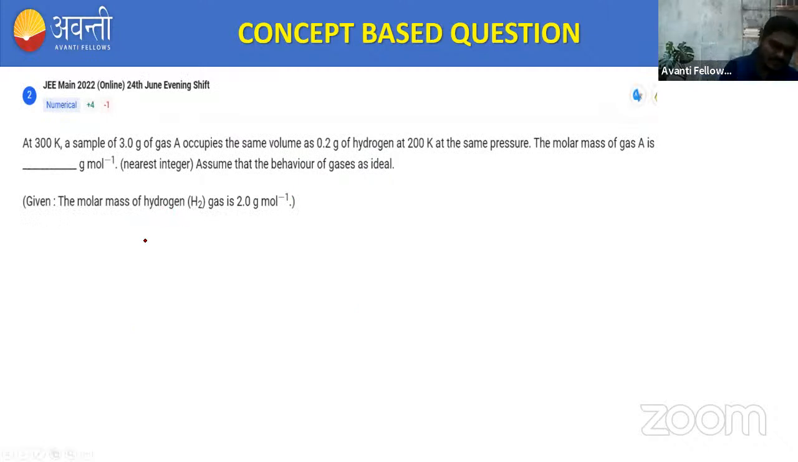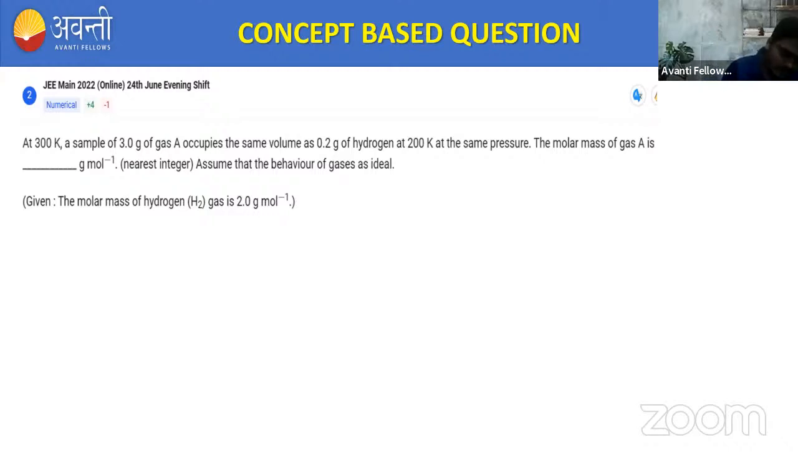Move to the next question. That is, at 300 Kelvin, a sample of 3 gram of gas A occupies the same volume as 0.2 gram of hydrogen at 200 Kelvin at the same pressure. You have to calculate the molar mass of gas A, and it is also assumed that the behavior of the gas is ideal. So this is an ideal gas equation, so we can use the formula of the ideal gas.